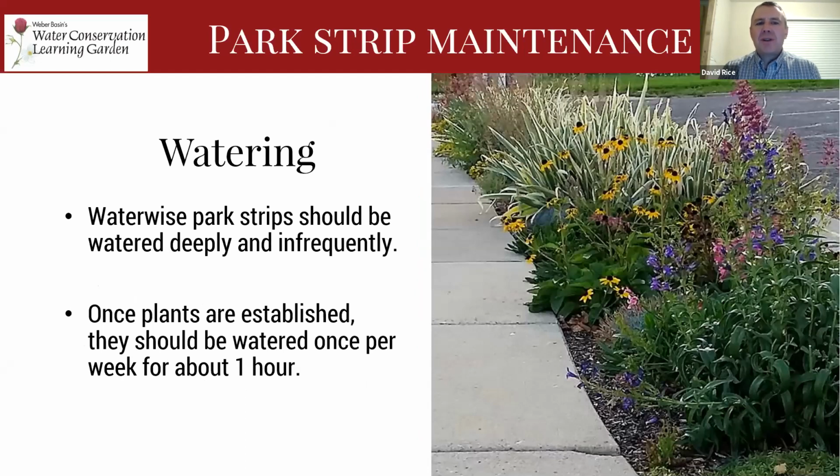But once you're established, your water-wise park strips should be watered deeply and then infrequently. So ideally, in the middle of the summer, depending on your plant selections, you should not need to water this probably more than once a week. Although, this picture shows some black-eyed Susans. Black-eyed Susans are great plants. They're kind of an indicator plant, and they're the first to wilt. And so you would probably need, in the heat of the summer, July and August, twice a week. And then outside of July and August, you could get away with once a week.